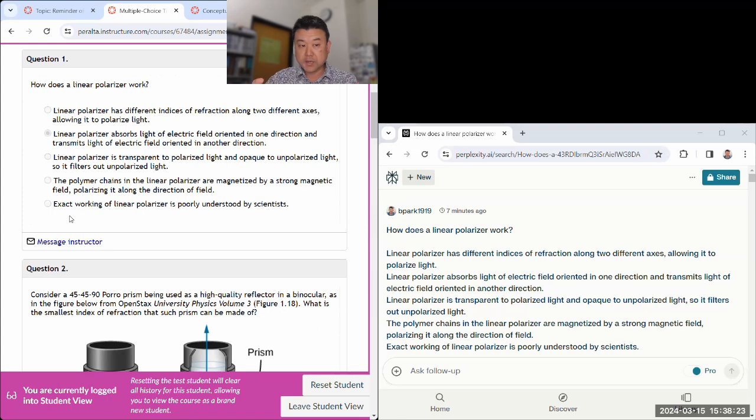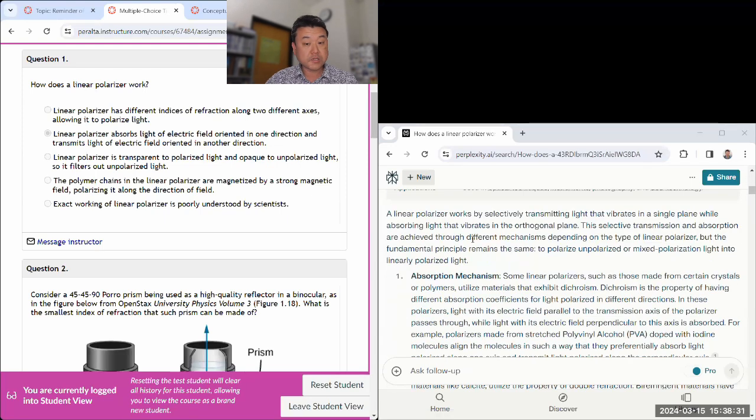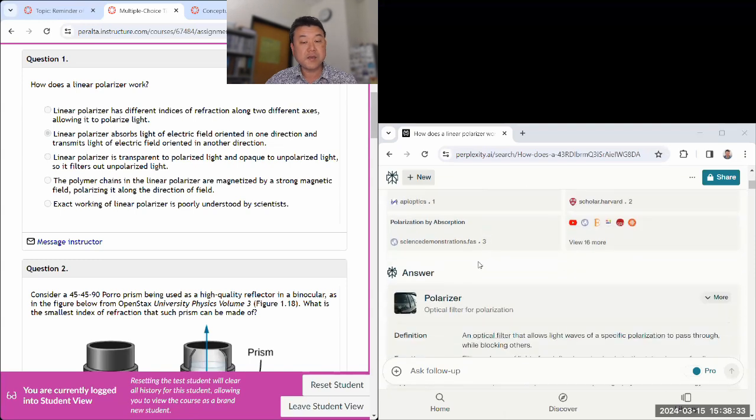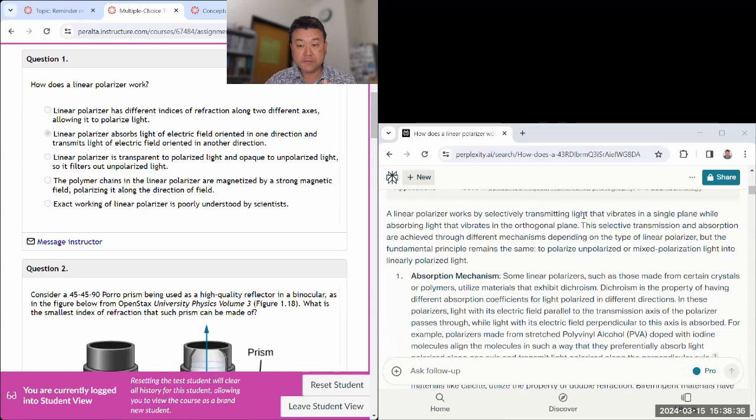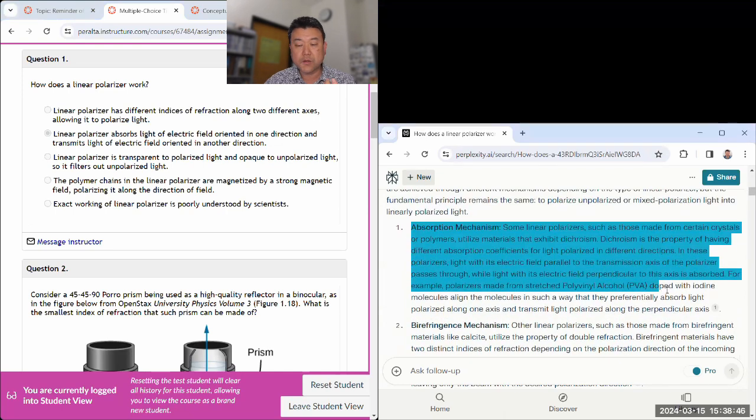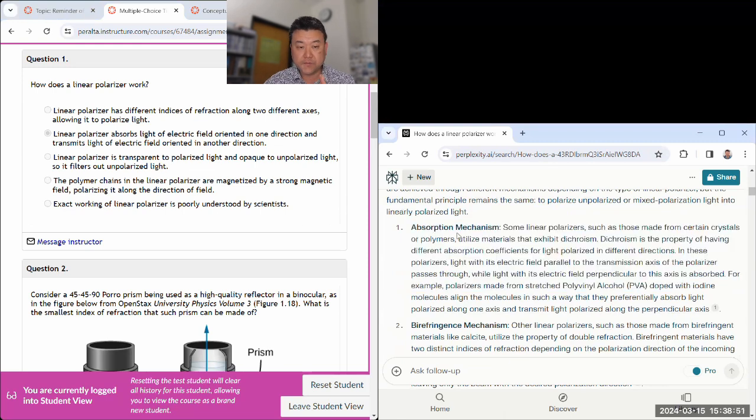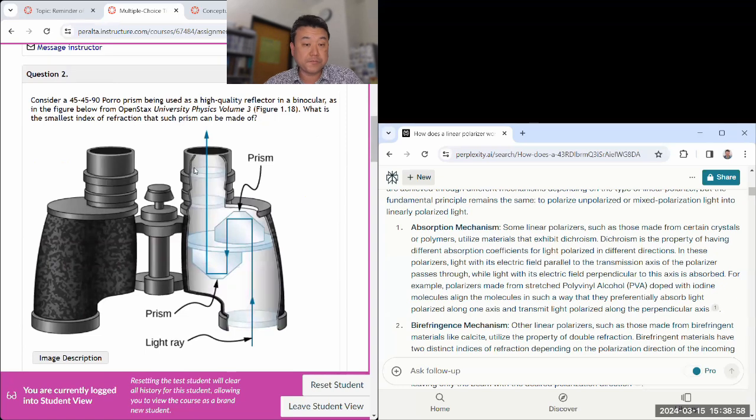So as you're looking at it, if you're not sure if you got this question right, one of the things you can do is ask ChatGPT a question here, and read its response. The principle is the same, polarized, the absorption mechanism. That's, I guess, one of the ones that they were talking about. If as you are reading it, it makes sense to you enough that your answer was right, then okay. So that's not one of the 3 that I missed. And then we move on to question 2.